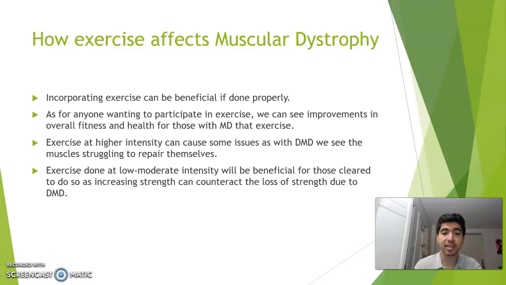So exercise can affect muscular dystrophy in many ways. Firstly, it needs to be done properly, as if it is done incorrectly, it can cause damage to the person. But for people who do it properly, we see improvements in overall fitness and health for those with MD, just like anyone else. Exercise at a higher intensity can't be done for most people with MD, especially DMD, as the muscles struggle to repair.